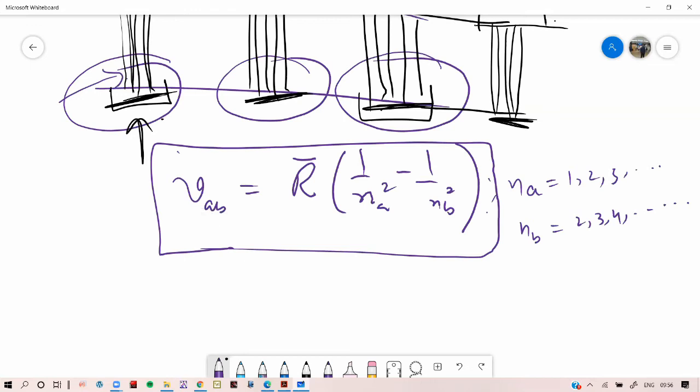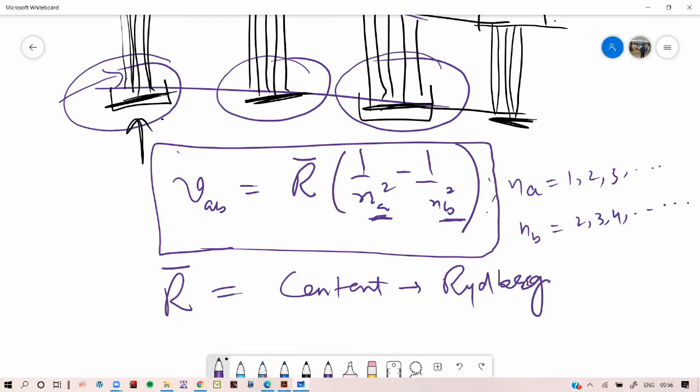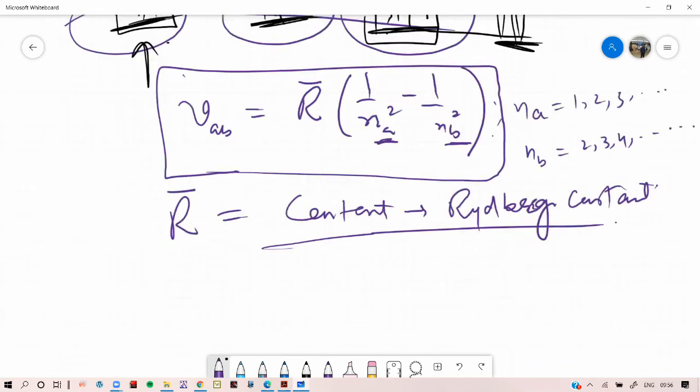That means it comes from line 1, line 2, so it is between these two lines. And these are simply integers, and R was a constant, which was later derived in an expression from Bohr's theory. It was later on called the Rydberg constant.